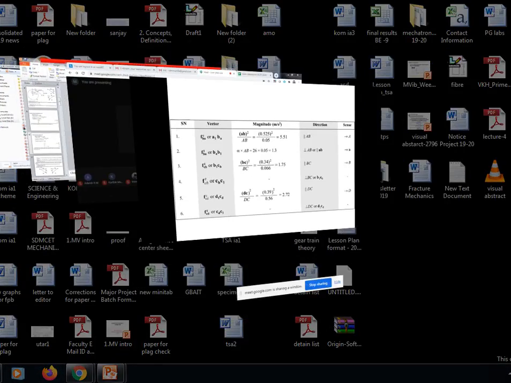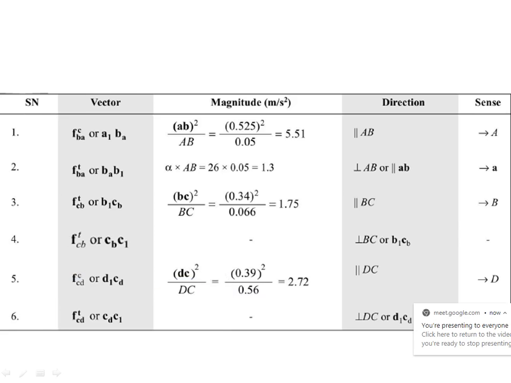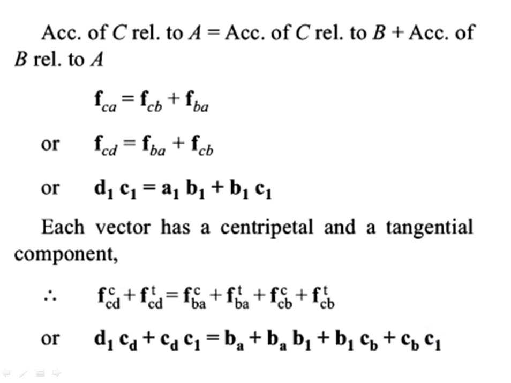Yes. Please explain the equation again, sir. Those equations. Okay, the vector equations. This one? Which one? Which equation? The first one, sir.